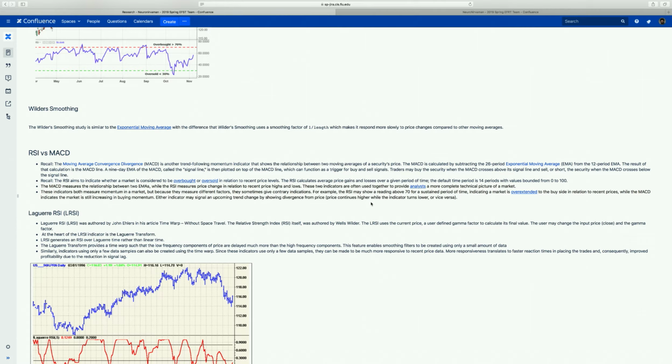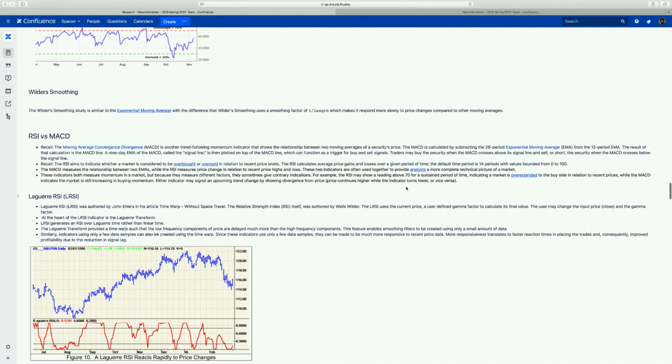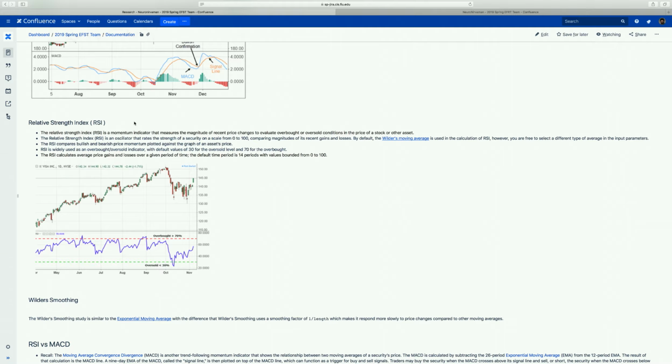And then the RSI has the 70 and the 30, which are sort of the defaults, and you can change those if needed. So what does it mean for the stock to be oversold or overbought? If it's overbought, that means that it's trading above its value, so we expect that the price will come down in the near future. And if it's oversold, that means that it is trading below its value, so we expect that its price will come up.